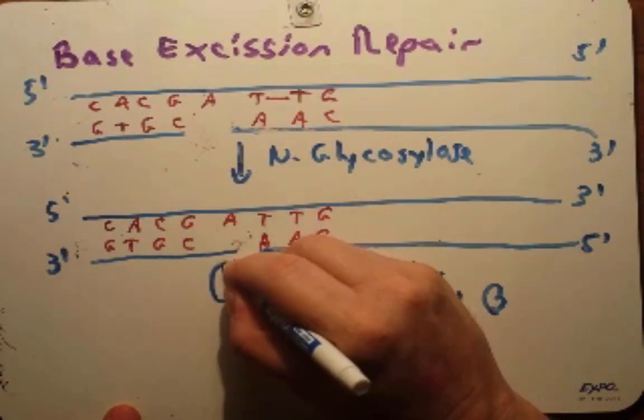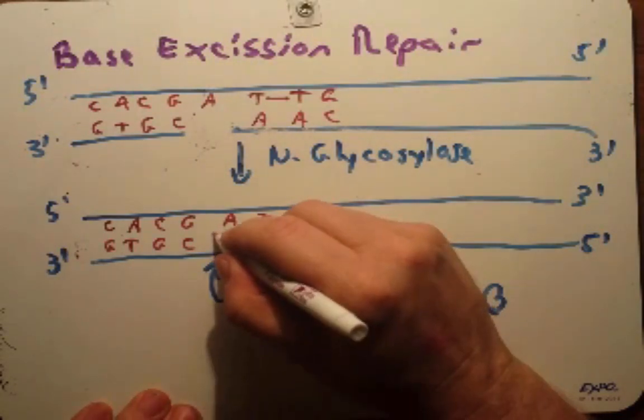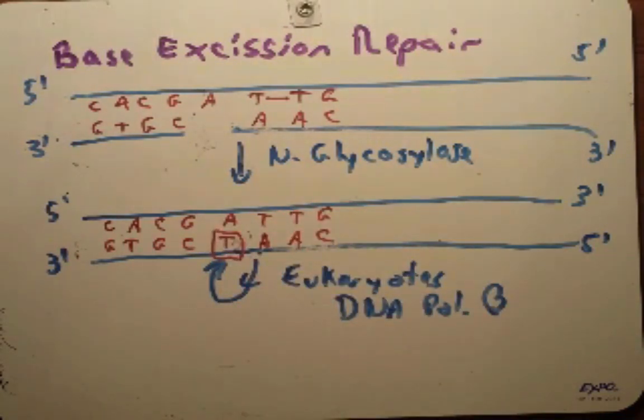So let's just draw this back up here. It doesn't have to degrade everything, and it just places in that T and seals this up using a typical DNA ligase. And now, just as with bacteria, this base pair has been restored and the mutation is fixed.